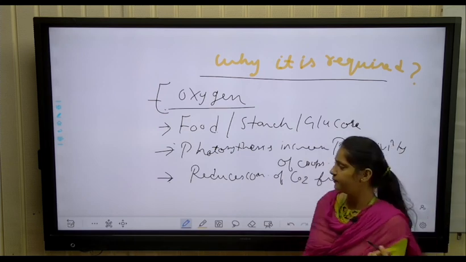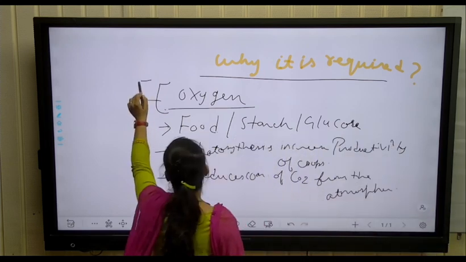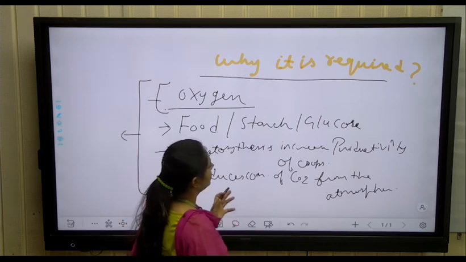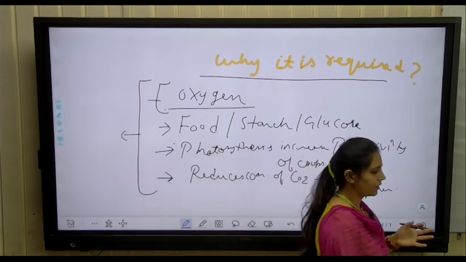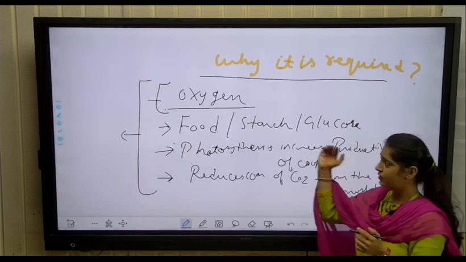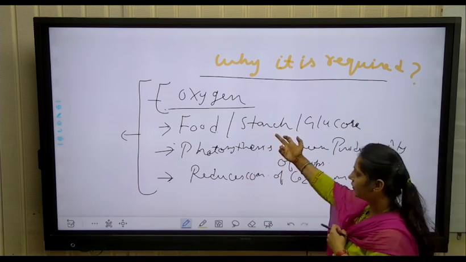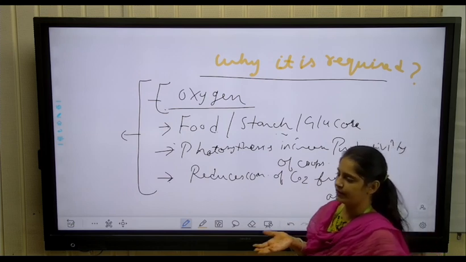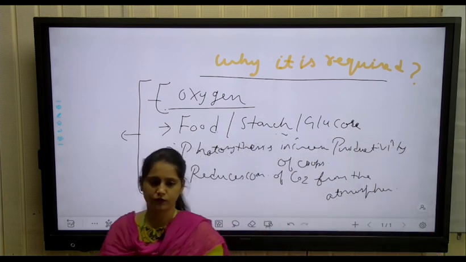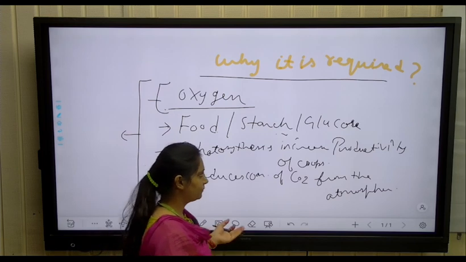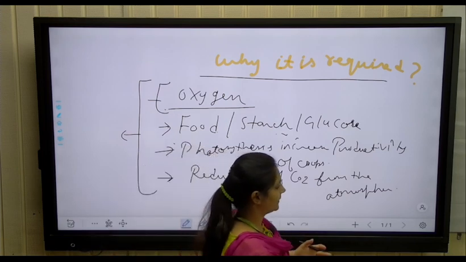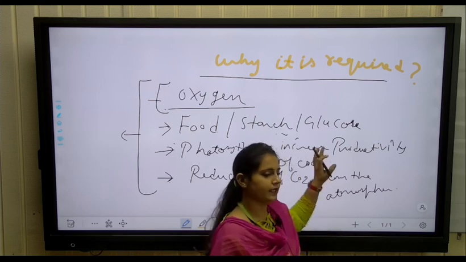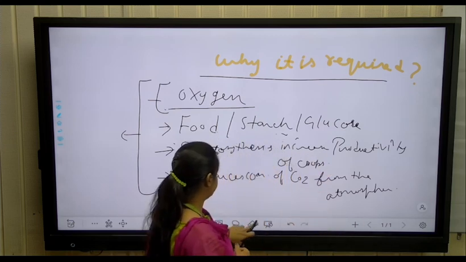So these are the basic 4 parameters for which photosynthesis is much required, because without oxygen we cannot survive, without food we cannot survive, and with more CO2 we cannot survive. So photosynthesis is very much essential for these things. Whenever a question comes like why photosynthesis is necessary, we can answer with these points.